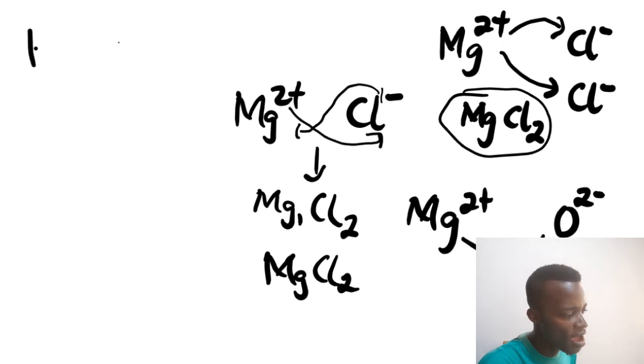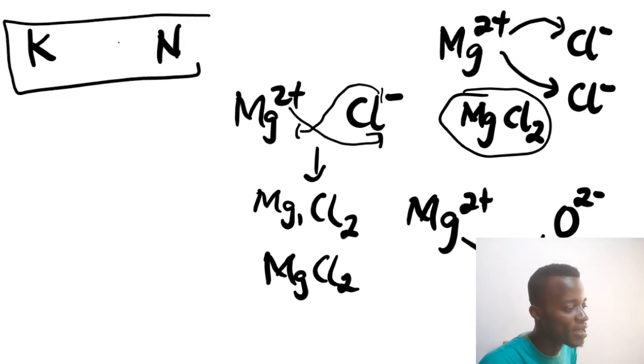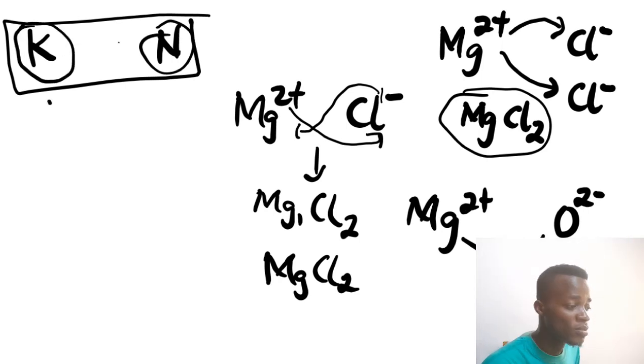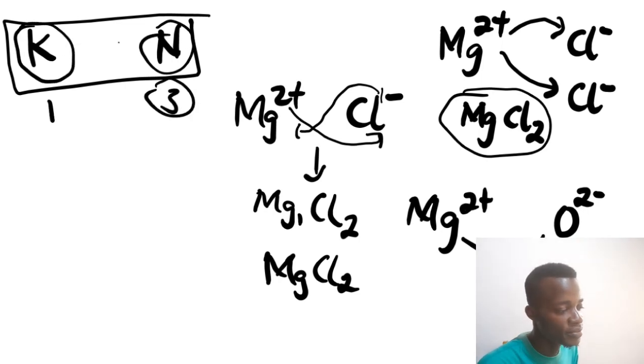Which metal? I have potassium, and I'm going to give you nitrogen. Combine them together. This is nitrogen and this is potassium. Potassium is in group 1 and nitrogen is in group 5. If you try this, what do you have? You can pause the video and try it. But if you are done, let's see.